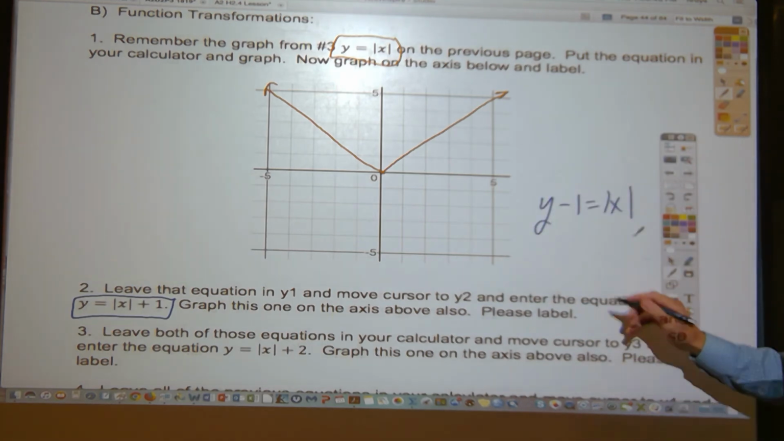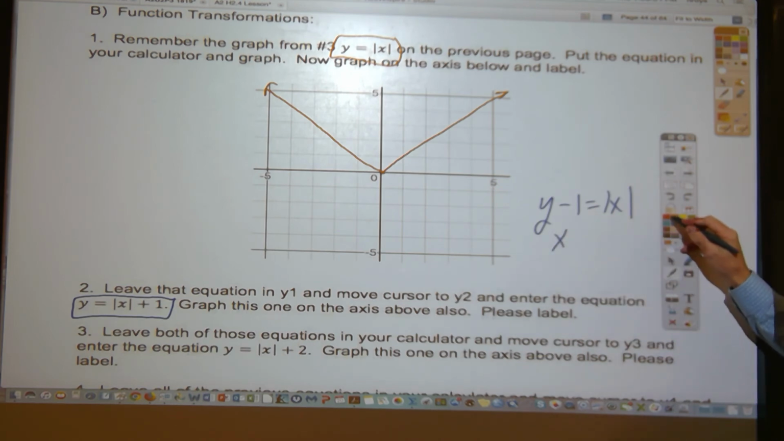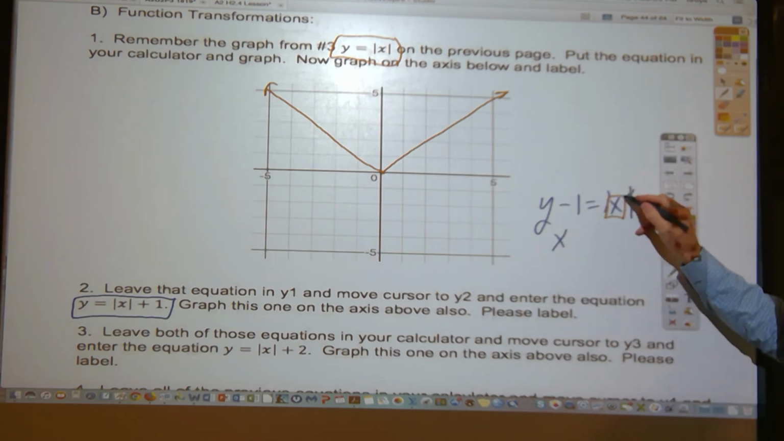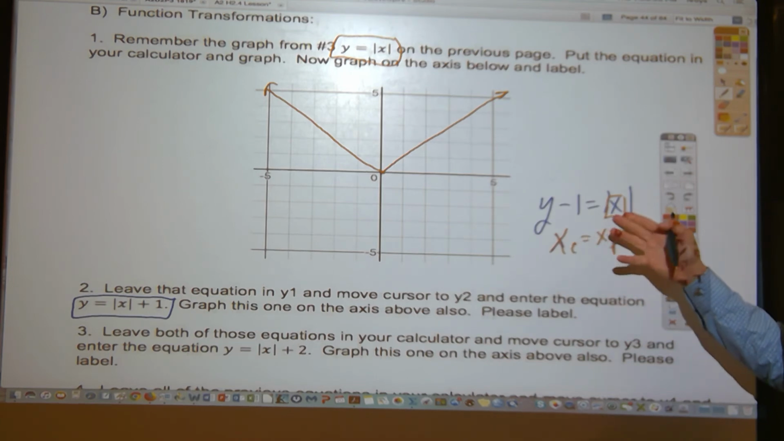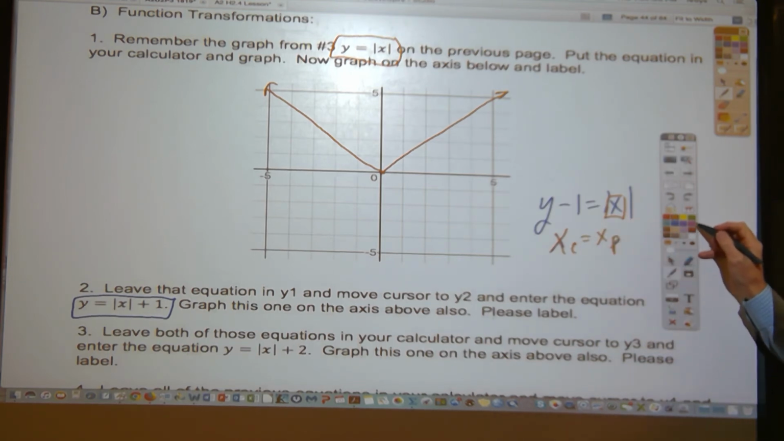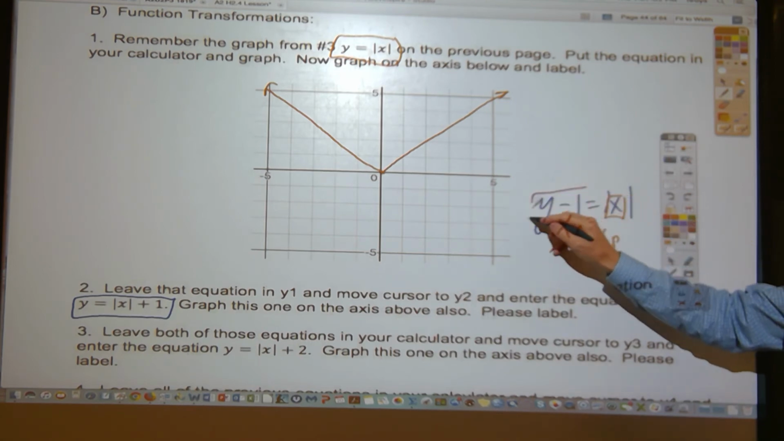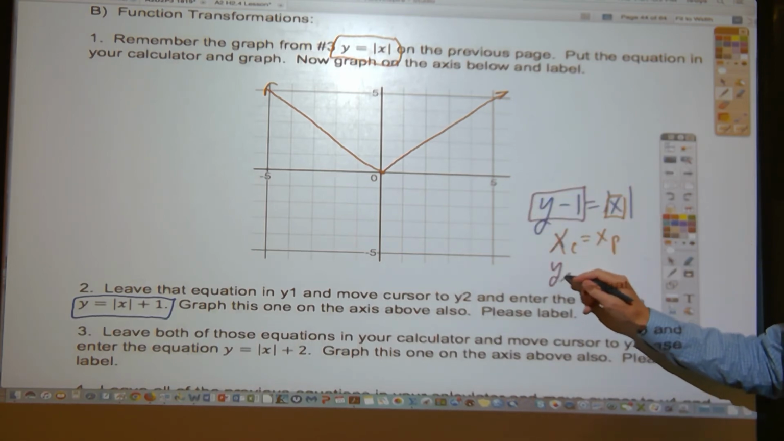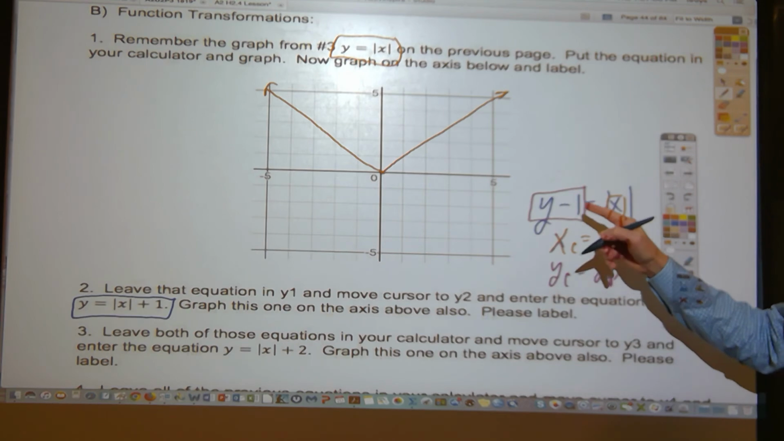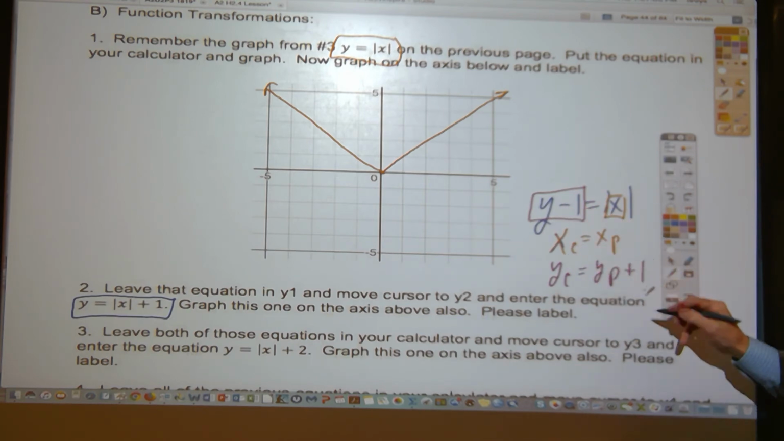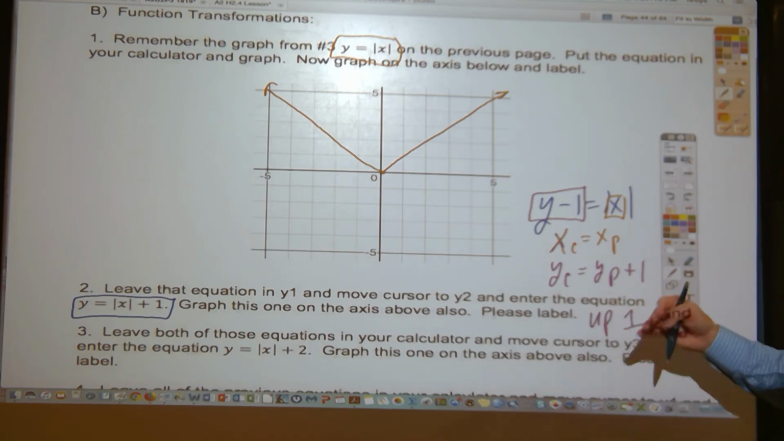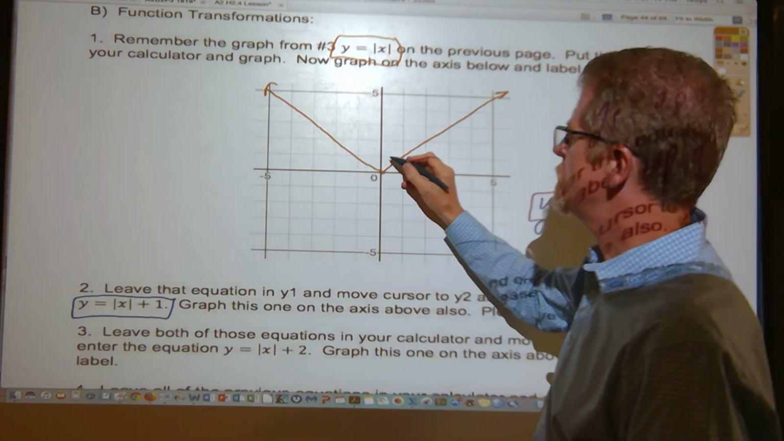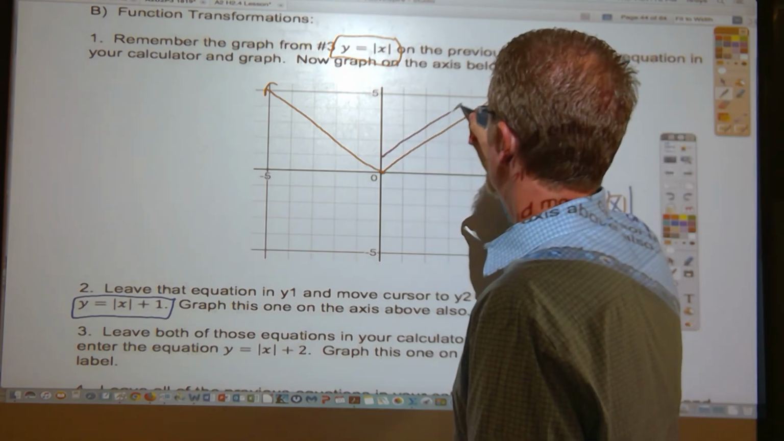The movie form of this blue equation would be y minus 1 equals the absolute value of x, which means that nothing's happening in the x movie. X child is the same thing as x parent. There's nothing happening there. But the y movie is a little more interesting. Y child is, instead of subtract 1, when you watch that movie backwards, it's plus 1. So what this is going to do is take the parent graph and shift it up 1.